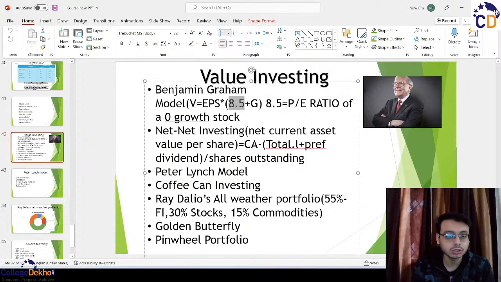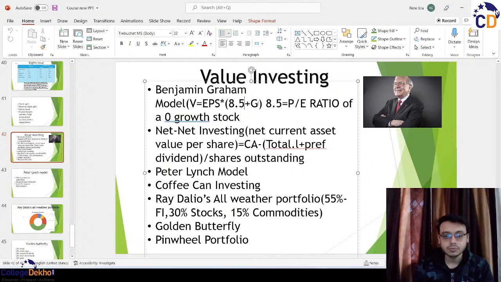8.5 is the P/E ratio of a zero growth stock. The P/E ratio tells you how well the stock is doing, and it takes into consideration both the share price of the company and the EPS of the company. For all of those who want to know completely about the different types of ratios, valuation ratios, try seeing my previous videos on fundamental analysis, where I've talked about all these kinds of ratios.